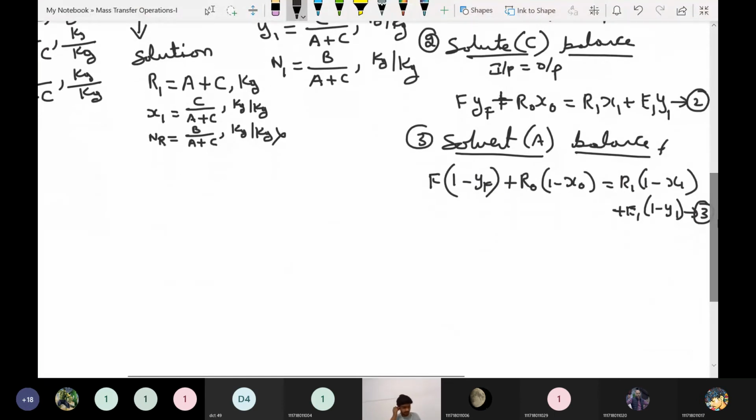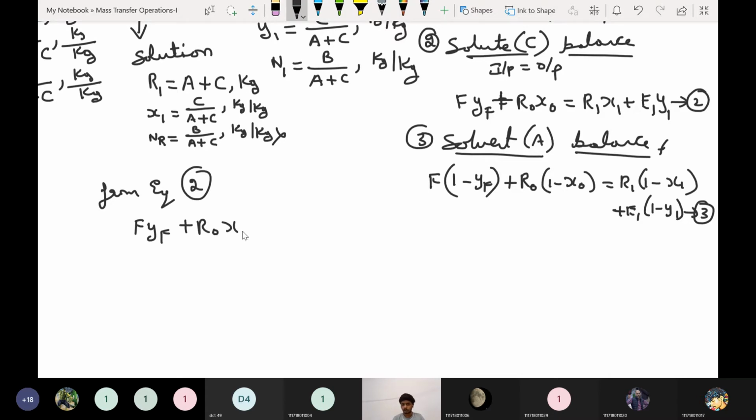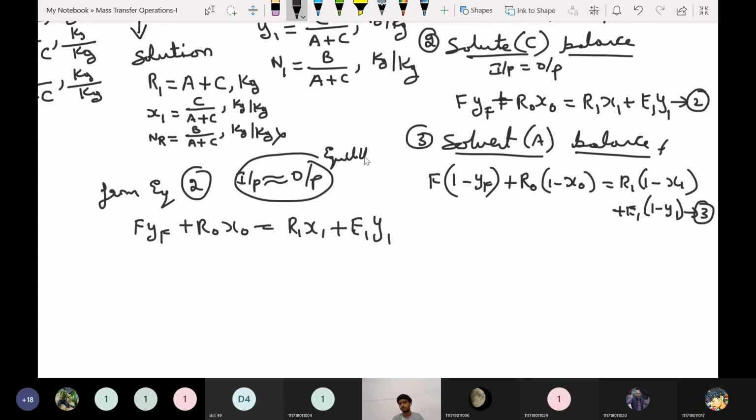So it will be like this. If you see equation 2, F into YF plus R naught into X naught is equal to R1 into X1 plus E1 into Y. When the feed, which is nothing but input, interacts with the output, what happens? Some equilibrium will be reached.